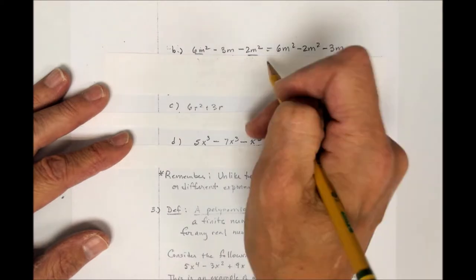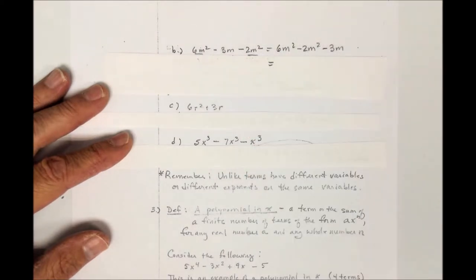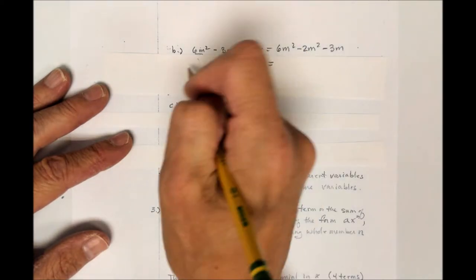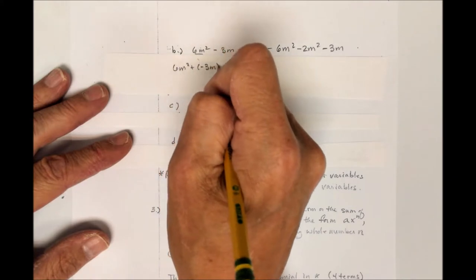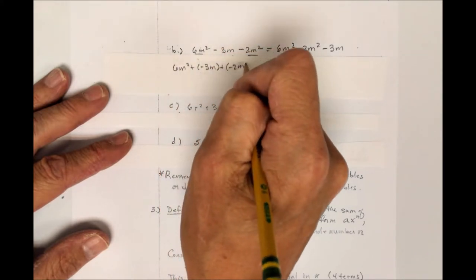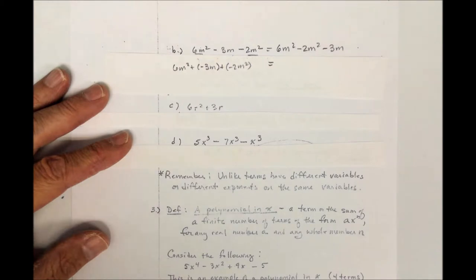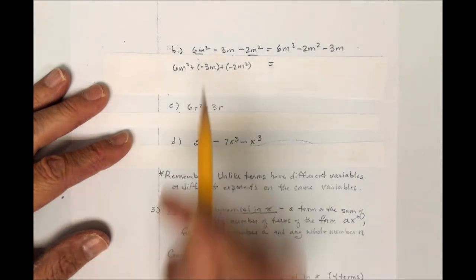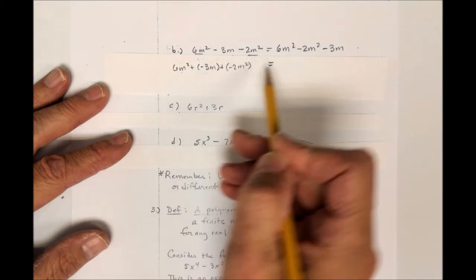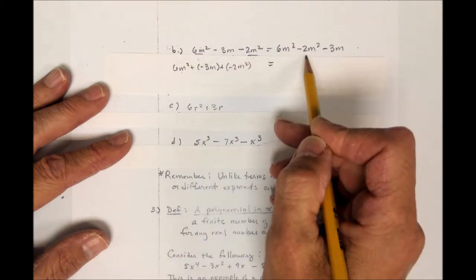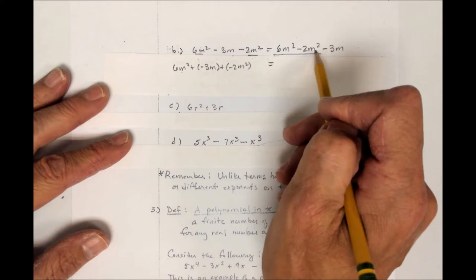You can do that. But we know that subtraction is the same as adding the opposite. So we could think of this, if we wanted to, as 6m squared plus negative 3m plus negative 2m squared. And you know from the associative property that you can add any two together first. And so I could just add the first one and the last one. But by putting the last one there a little bit closer, now you can see how you could factor out that m squared.